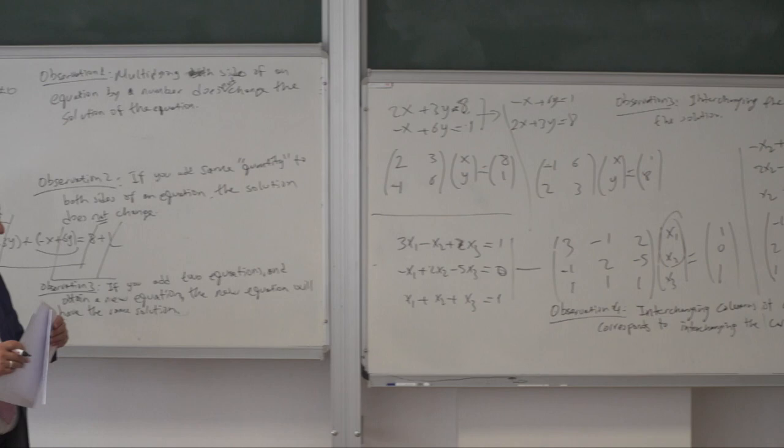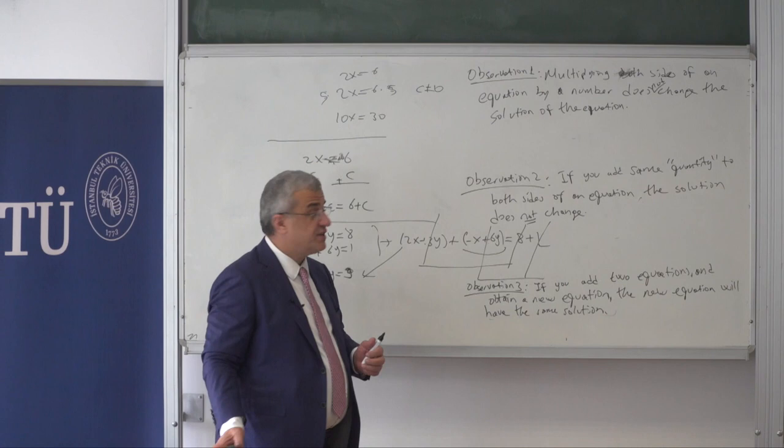Okay, so that's all. Now we will talk about Gaussian elimination. So all these, how many observations do we have? We have 4 observations, that's all.